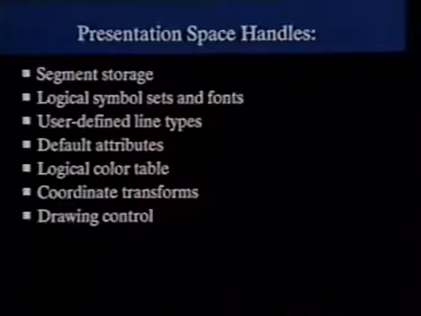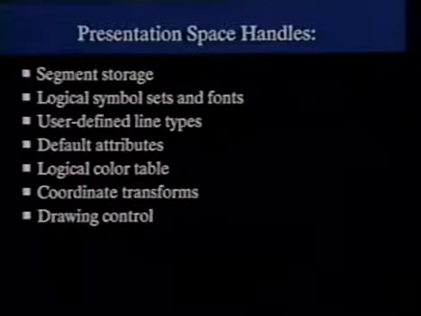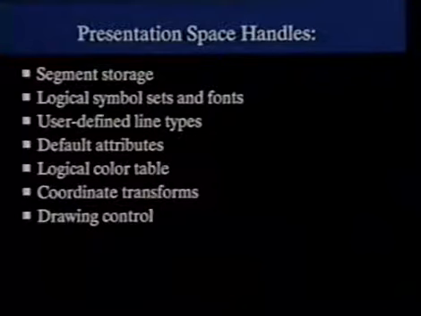That is, they can say, I've got all the data I need for you to draw images of characters on a screen. Here's the font. Use it. You can define your own line types for use in the system. The default attribute settings are all held within the presentation space, as is a logical color table with which you can control automatic color conversion. The coordinate transforms are held within the presentation space. And finally, there's a notion of drawing control, which is part of that space. The presentation space, then, handles all that part of the state.